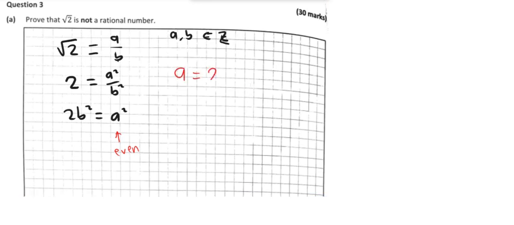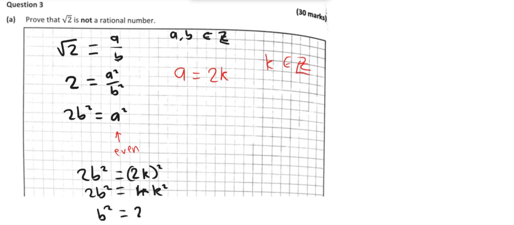So we'll let a be equal to 2k now, where k is just some integer as well. So we've shown that a is even, so I can put back in 2k instead of a. So 2b squared is equal to 2k squared, that'll be 4k squared is equal to 2b squared. So divide by 2, we get b squared is equal to 2k squared.